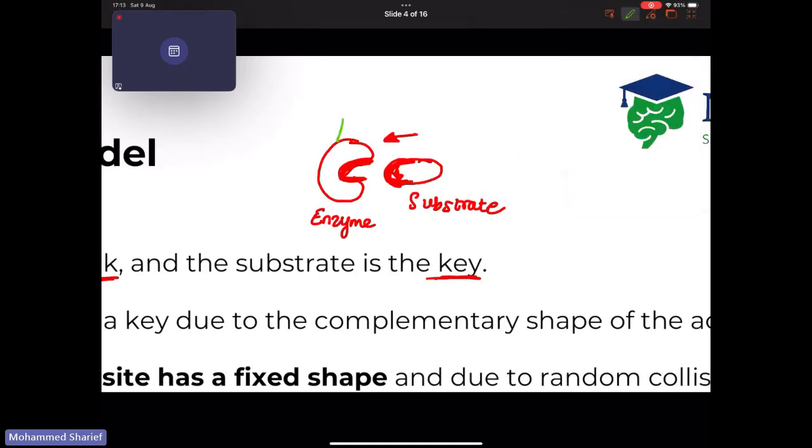We know that this is our enzyme. We know that this is our active site. We know that this is our substrate, and we know that the substrate is going in and binding to the active site of the enzyme. And the reason why is because it's complementary.